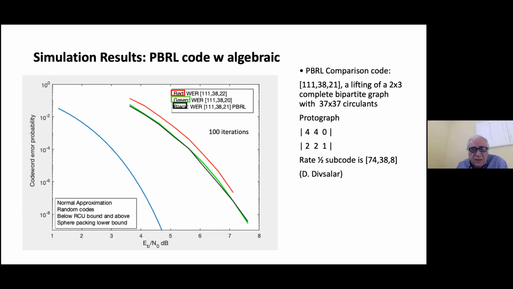But PBRL codes are very good codes. I talked to Michael, to see if he can come up with an algebraic type structure, the same method that he presented here, to get better PBRL codes. And most probably he can do that.